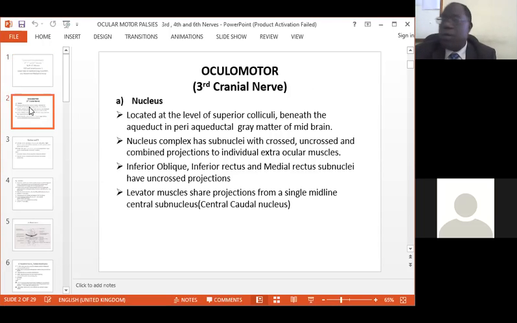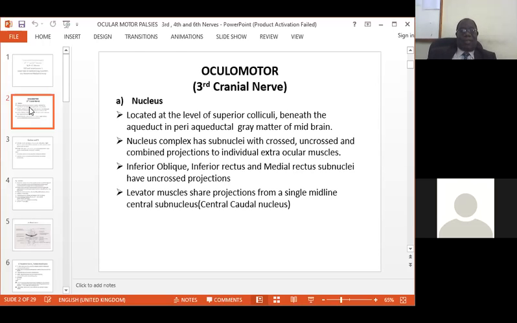Let's look at the oculomotor, or the 3rd cranial nerve. The nucleus for this nerve is located at the level of the superior colliculus beneath the aqueduct, or the aqueductal gray matter. So it's within the midbrain. The nuclear complex has subnuclei with crossed and uncrossed combined projections to individual extraocular muscles.